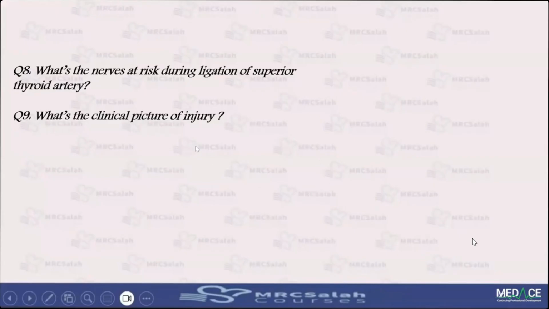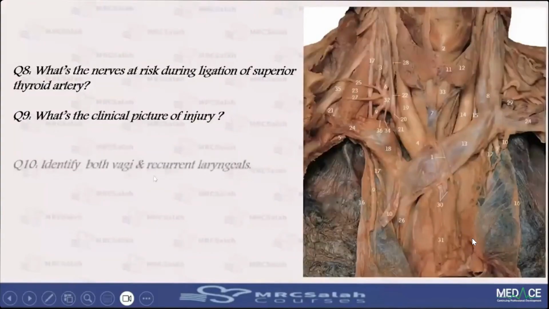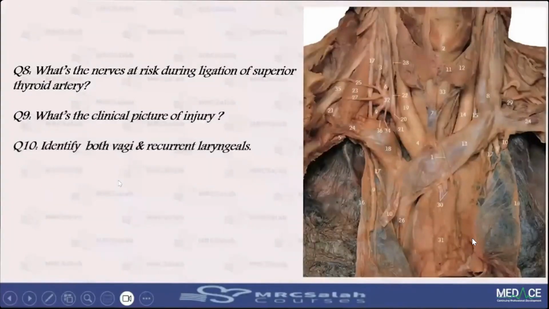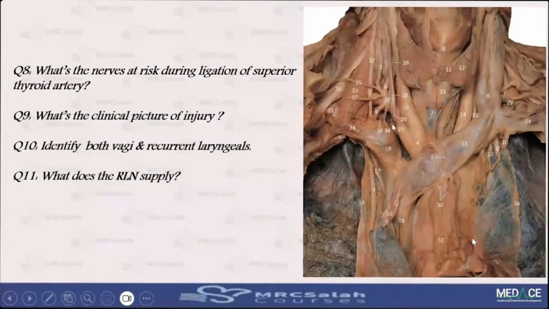Okay, the nerve that runs in close proximity to the superior thyroid artery is the external branch of the superior laryngeal nerve, and the clinical picture is the loss of the high-pitched voice. We are usually at risk of ligating the recurrent laryngeal nerve when we ligate the inferior thyroid artery. Would you identify both vagi? I believe we answered this question. Right, the right is 21 and the left is 15, and the recurrent laryngeal nerve is 20, and the 22 side is not in this picture.